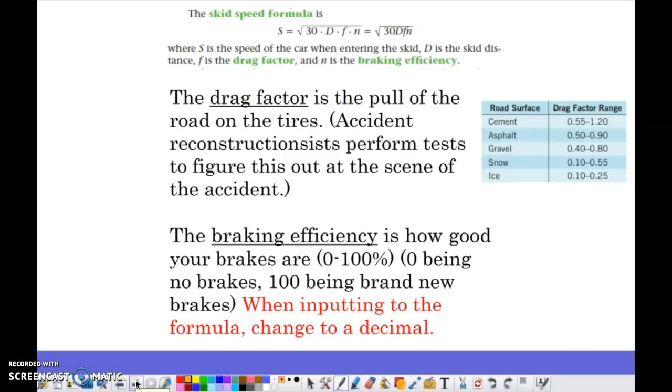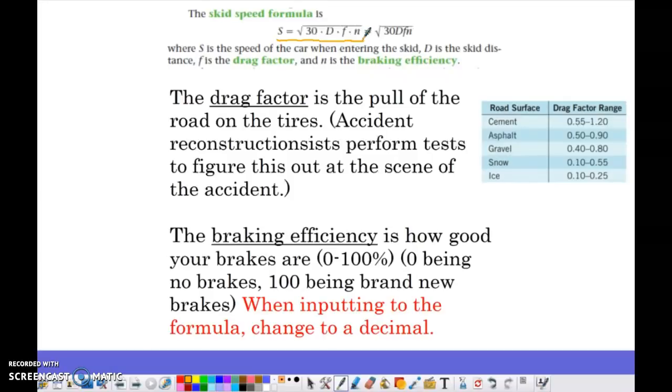So our first formula for when we have a skid mark is given right here. It's kind of a little bit of a longer formula, but we're going to talk about what everything means. S is the speed of the car when it enters the skid. So that's what we're trying to find most of the time. D is the skid distance. So when I'm looking at all those skid marks on the road, I'm going to measure those and find the skid distance. We'll talk about that in a little bit further detail on the next page.